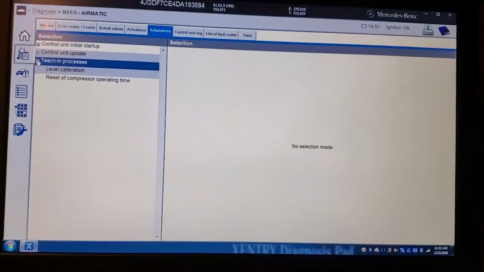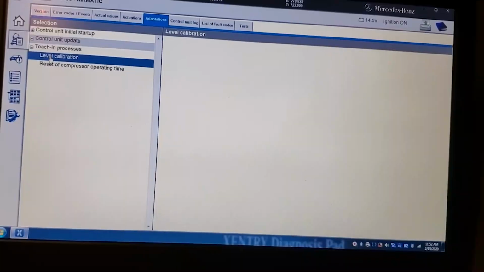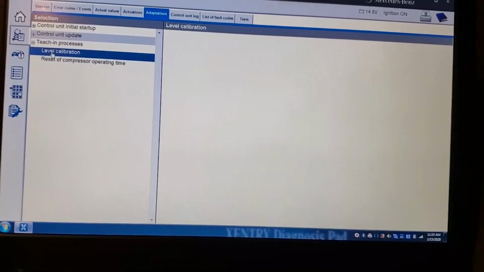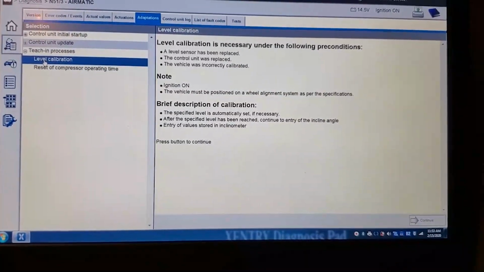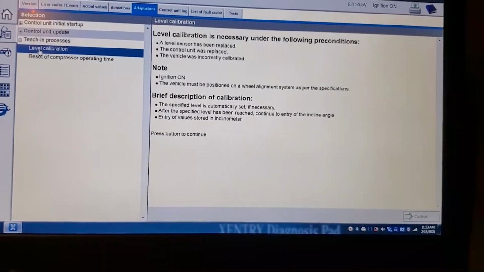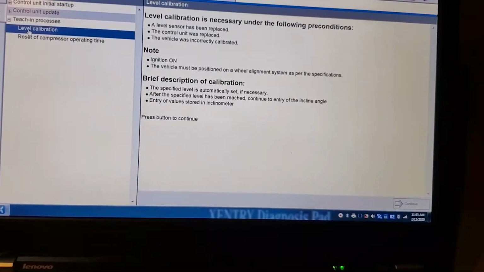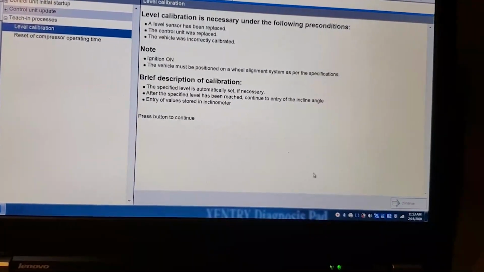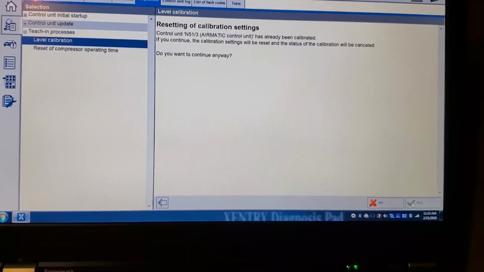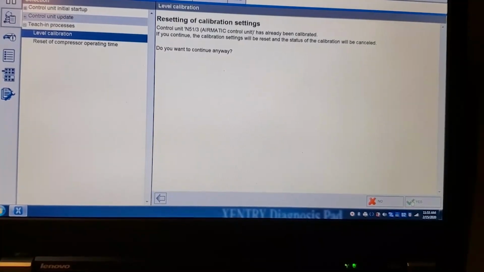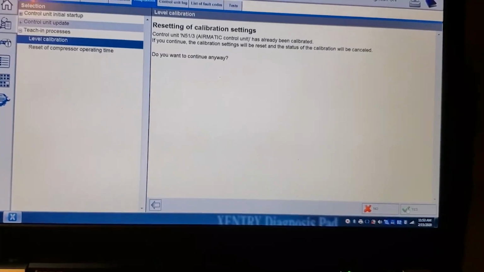If I'm gonna do level calibration, it's okay, but the problem is the compressor itself. I don't have any air going out. Level sensor has been replaced, control unit was replaced, the vehicle was incorrectly calibrated. Ignition on, the vehicle must be ignition on. Vehicle must be positioned in a specific automatic set. Okay, let me see what's gonna happen. Control unit N51, Airmatic control unit has already been calibrated. If you continue, the calibration setting will be reset and the starting of the calibration will be cancelled.